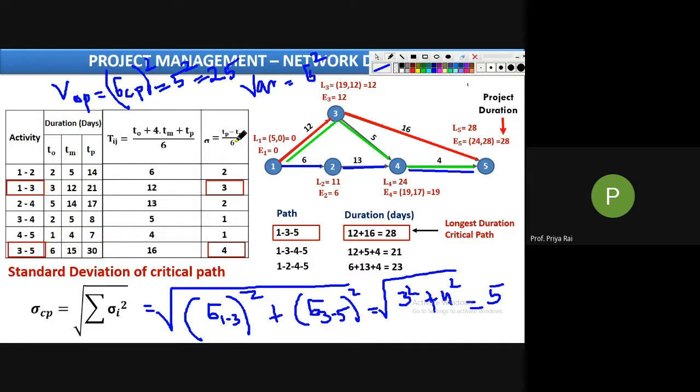Clear? In MCQs they may give you a network diagram like this and ask you to calculate sigma CP and variance CP, and they will give you the options. So like this you can calculate. Is it clear?